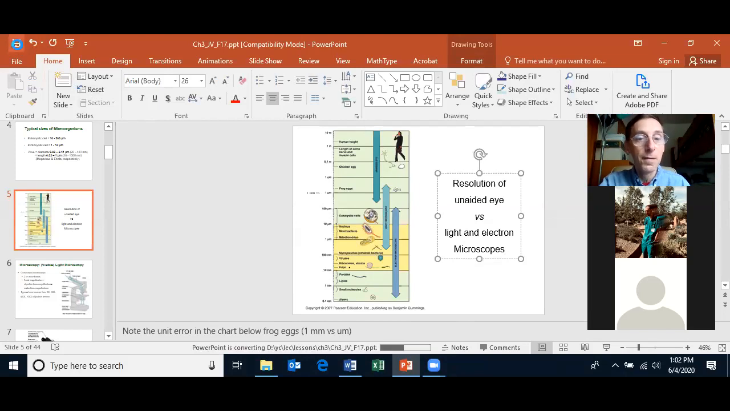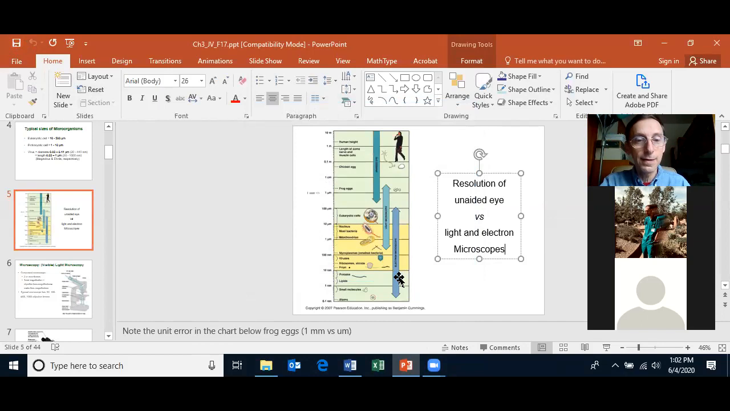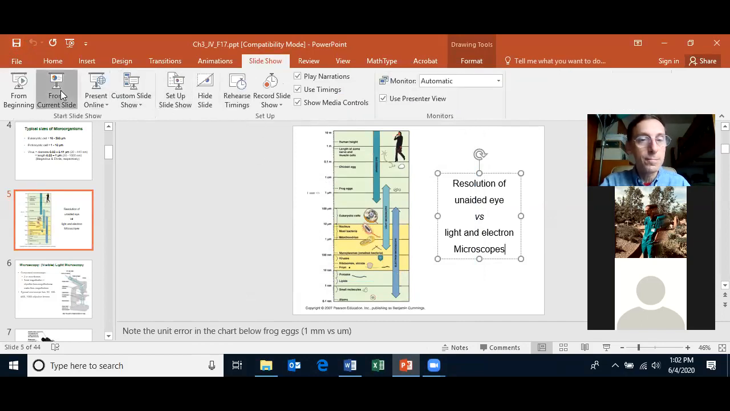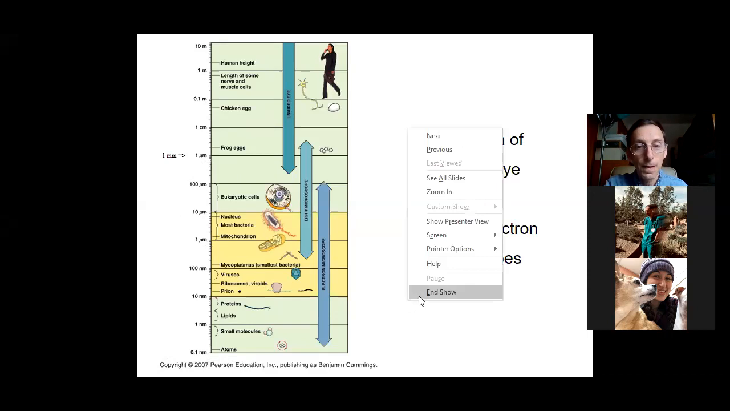Thank you. Let me mention that there is a mistake on this chart. I'll blow it up so you can see it better. It has 1 micrometer here and 1 micrometer here. This one here is a mistake. It should be 1 millimeter. All right.